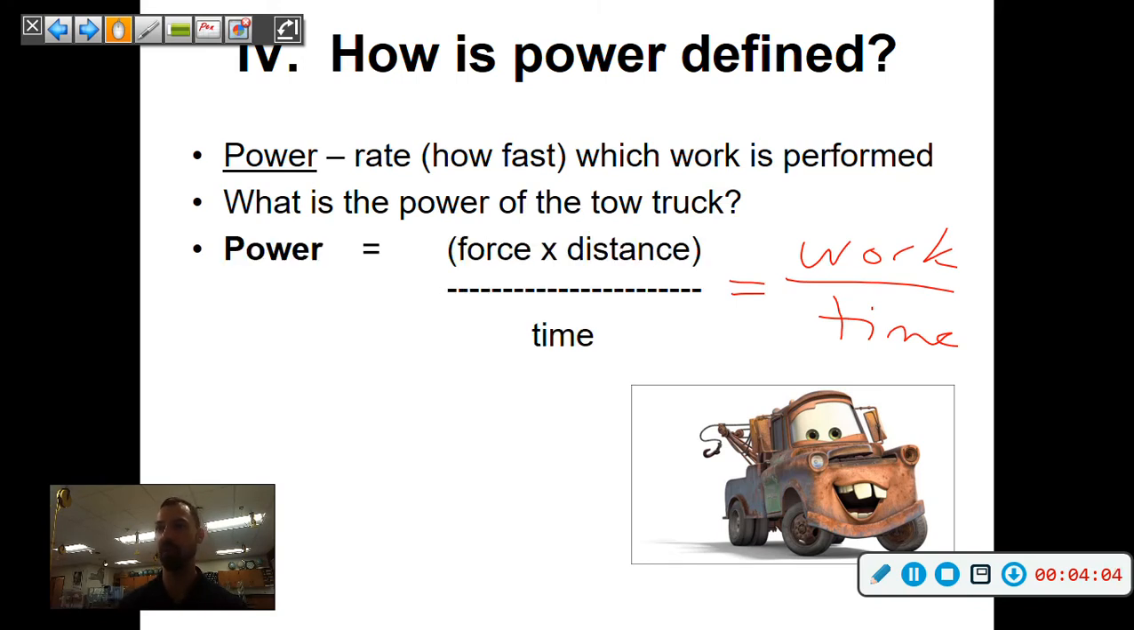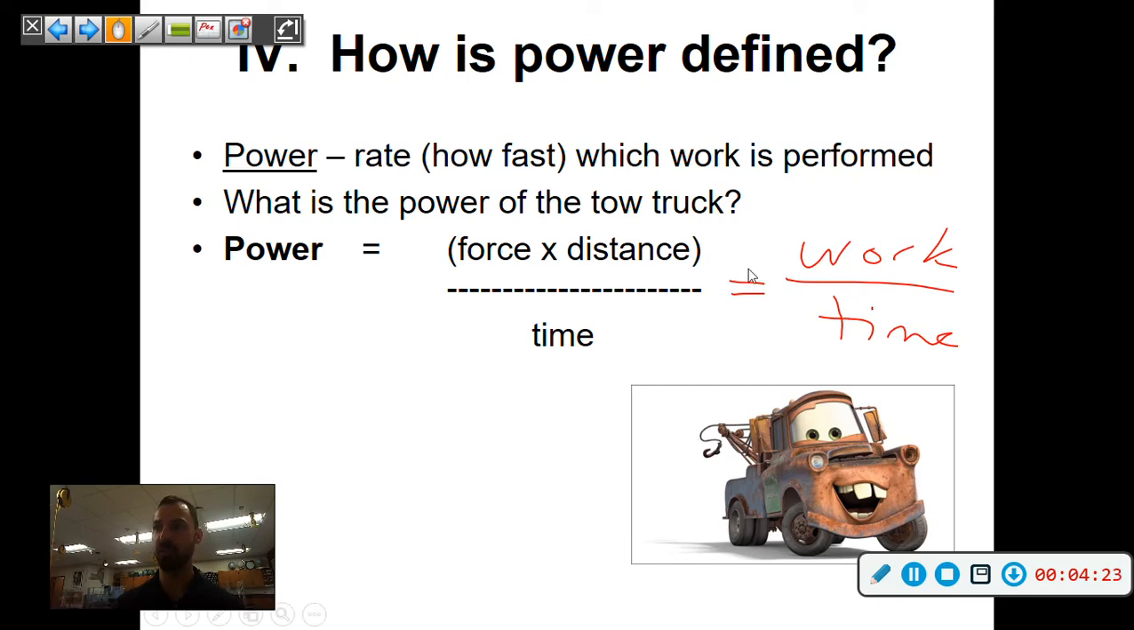All right, so the formula I can use: power is work divided by time. That's one form of the formula. So if I take my work formula, which is force times distance, you can put that on top, divided by time, and that's also power.